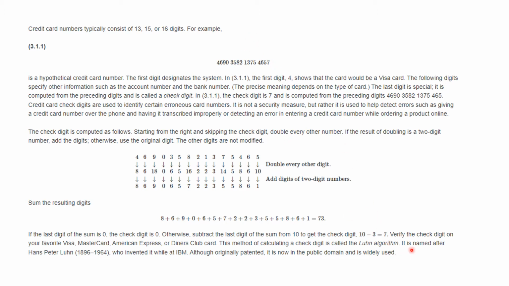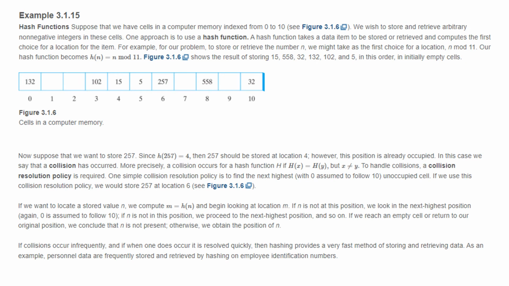So you can verify the check digit on your card, and this method of calculating a check digit is called the Luhn algorithm. It's named after this fellow who invented it while at IBM, and originally it was patented, but now it's public domain and widely used. That's a function though. Given your numbers of input, you get a unique check digit.